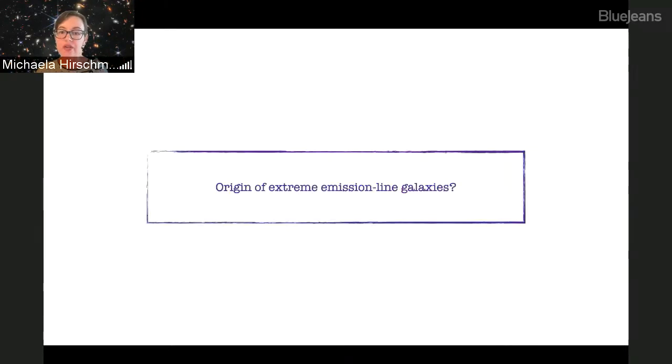So we can go a step further and we can now ask to what extent with our theoretical framework can we now also capture these observed extreme emission line ratio galaxies at high redshift? And if yes, what's their physical origin?